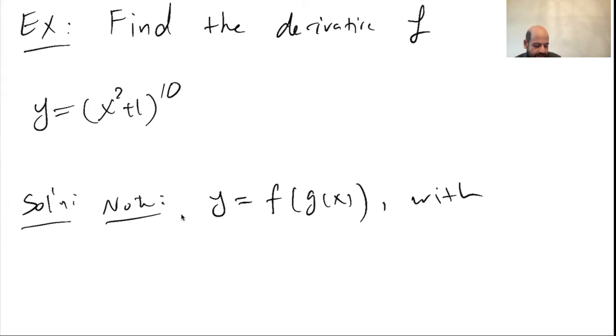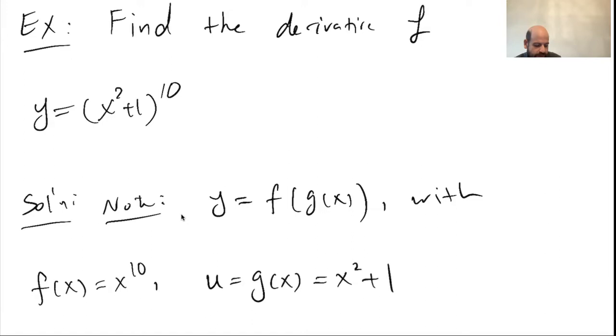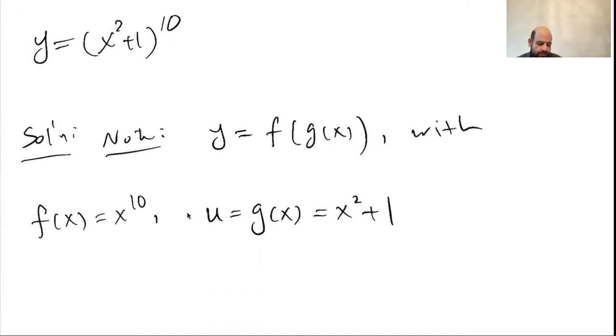So I can set f of x to be x to power 10, and u equals g of x to be x squared plus 1, right? So if I set u equals g of x as x squared plus 1 and f of x as x to power 10, then f of g of x will be (x squared plus 1), the whole thing raised to power 10. So now I can apply the chain rule.